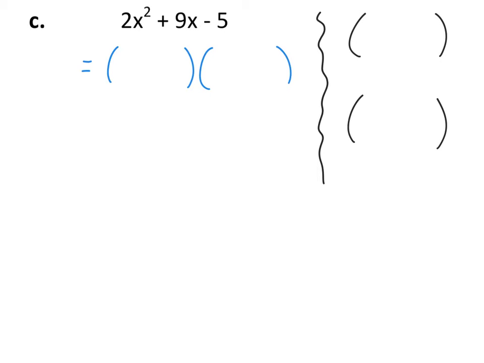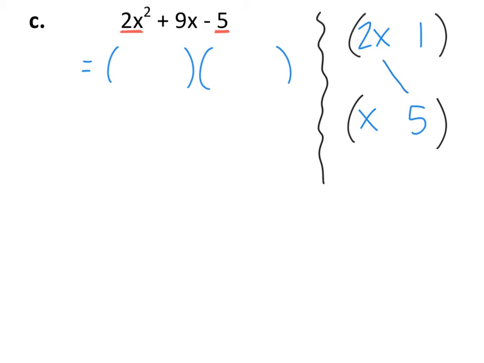So the first thing we want to look at is the 2x squared. We need two things to multiply together to give us 2x squared. So that would be 2x and x. And then we go to the end, which is the number 5. So we now need two numbers that multiply to give us that. So that would be the numbers 1 and 5. 1 times 5 gives us the 5.